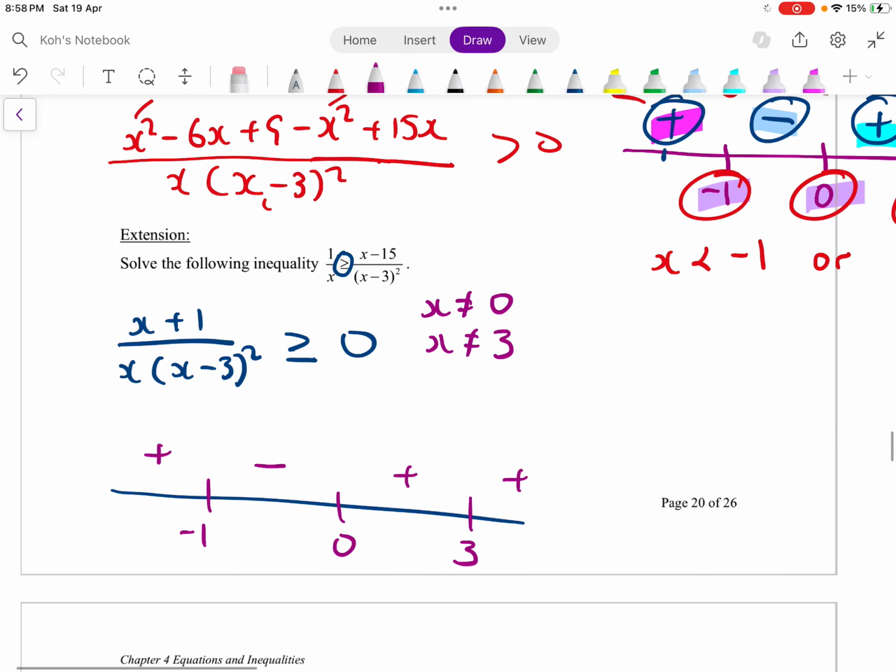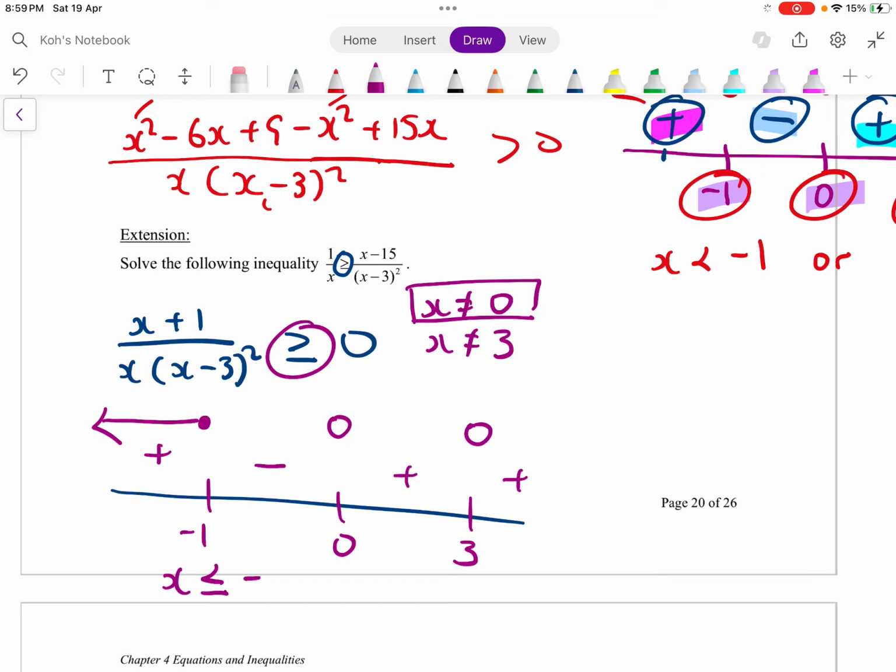Okay, so with this, I put negative 1 as a solid circle because it's inclusive. Then for 0, I cannot shade a solid circle for 0 due to the fact that x cannot include 0. So I just draw a hollow circle. Of course, 3 also cannot be included, so I draw a hollow circle. More or equal to 0, so definitely still positive, so I must put here. So this is x is less or equal to negative 1.